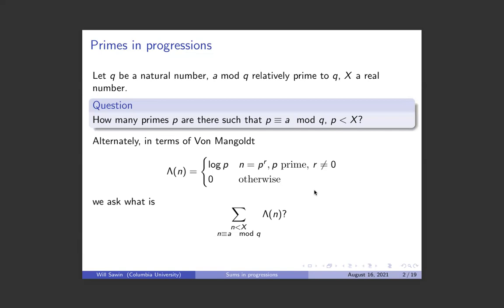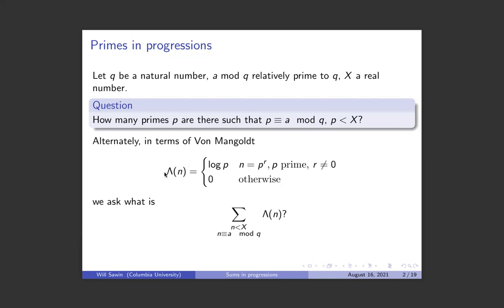And typically, for any problem of this type involving counting primes, you can make a slightly nicer problem with slightly nicer formulas by replacing the primes with the von Mangoldt function.